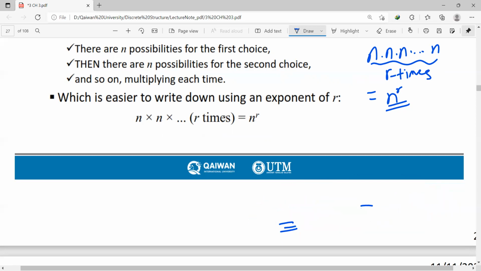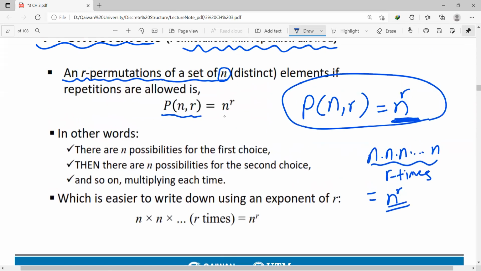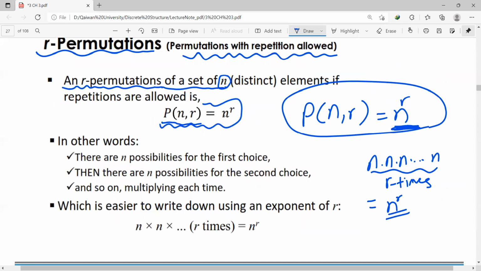But if repetition is allowed, for example, if you want to choose 3 from 5 things, we choose the first one from 5 things. Then it's possible to choose the same thing again, so we choose the second one from 5 again, and the third one is also 5. That means choosing 3 from 5 is 5 to the power 3. This is the general form: if we choose r from n, the permutation of n and r equals n to the power r.